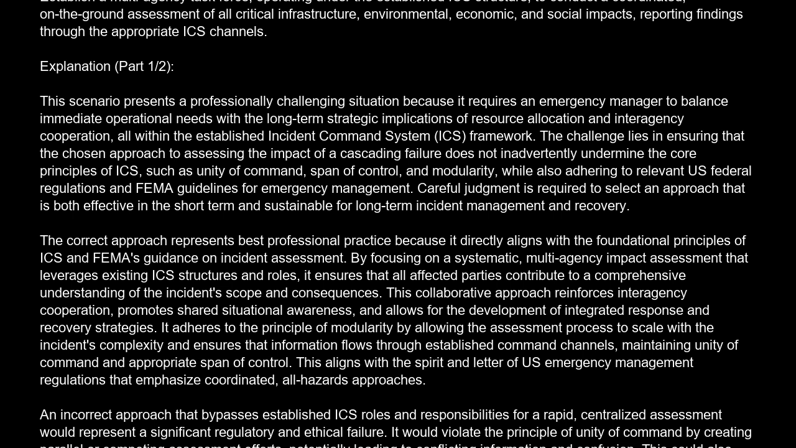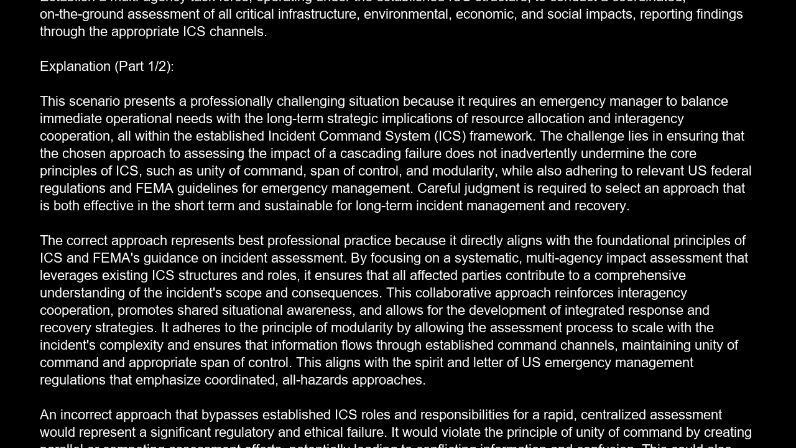Careful judgment is required to select an approach that is both effective in the short term and sustainable for long-term incident management and recovery. The correct approach represents best professional practice because it directly aligns with the foundational principles of ICS and FEMA guidance on incident assessment. By focusing on a systematic, multi-agency impact assessment that leverages existing ICS structures and roles, it ensures that all affected parties contribute to a comprehensive understanding of the incident's scope and consequences.